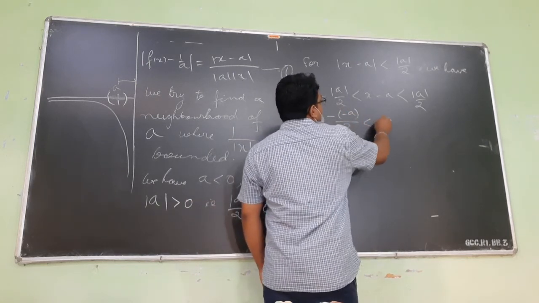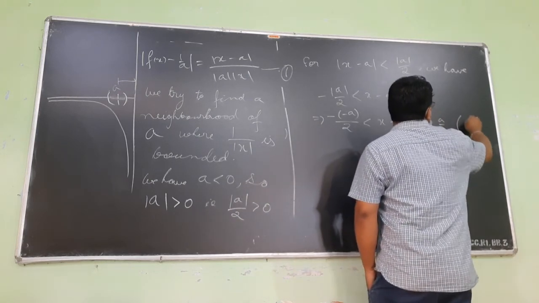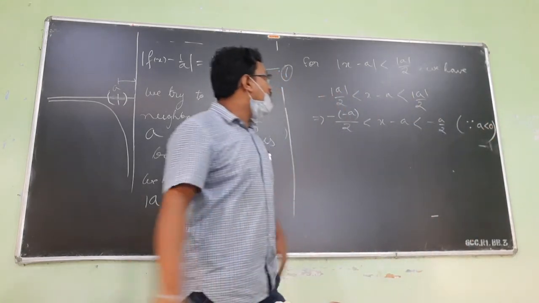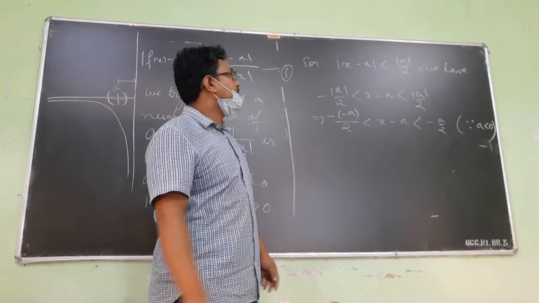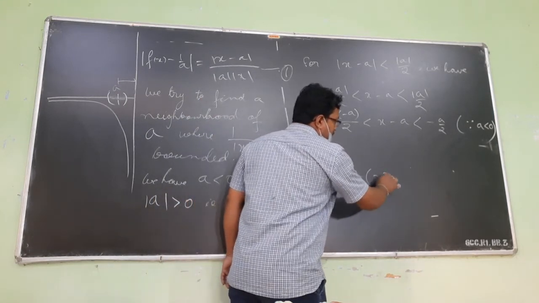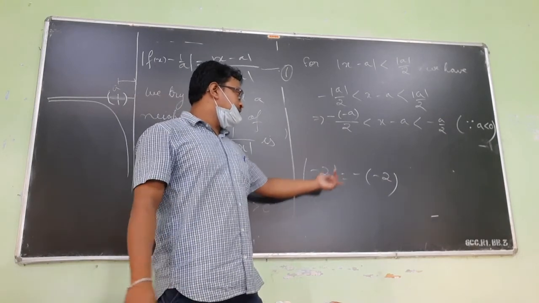So x minus a is less than minus a by 2. Since a is negative, a is less than 0. If a is negative, what is mod of a? It is minus a. For example, mod of minus 2 is minus of minus 2, which is 2. If a is negative, then mod of a is the same as minus a.